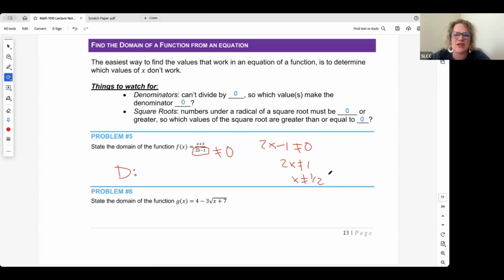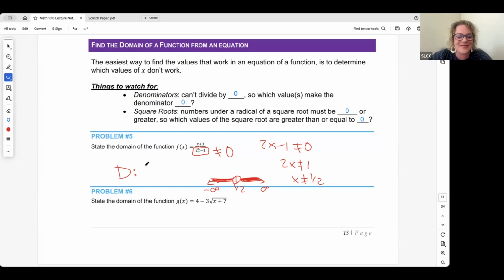I don't know how to write that in interval notation. Maybe I could draw a little number line to help me out. Here's my x-axis, and I know that I can't have 1/2, but I can have everything else. Notice there are two intervals, and on this side is negative infinity, and to the right side, infinity. Now, does that help you state the domain in interval notation?